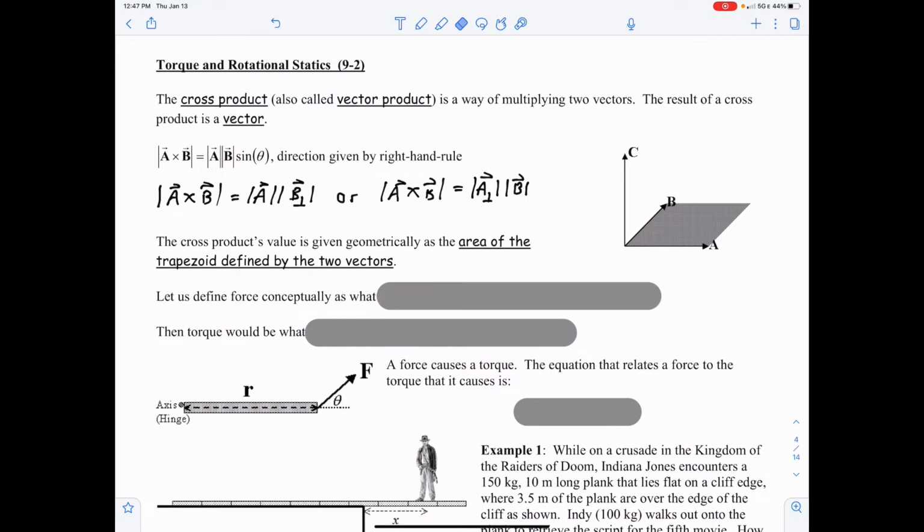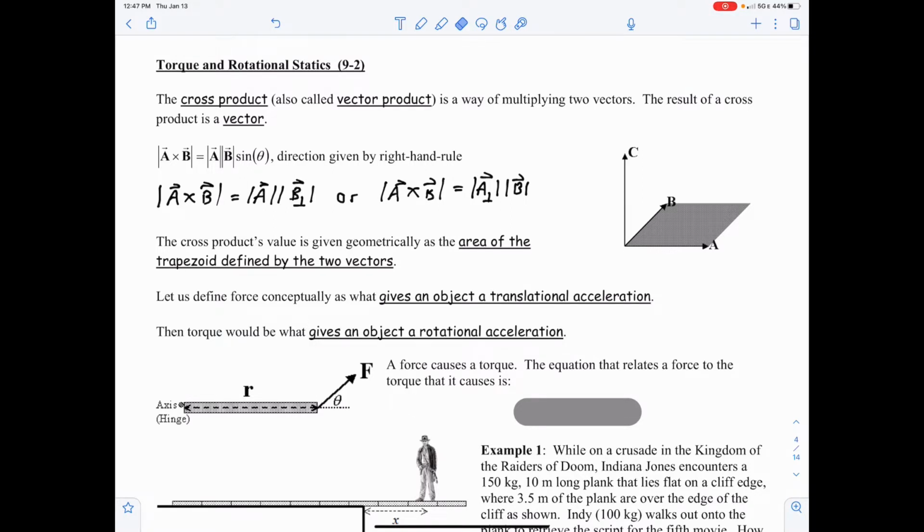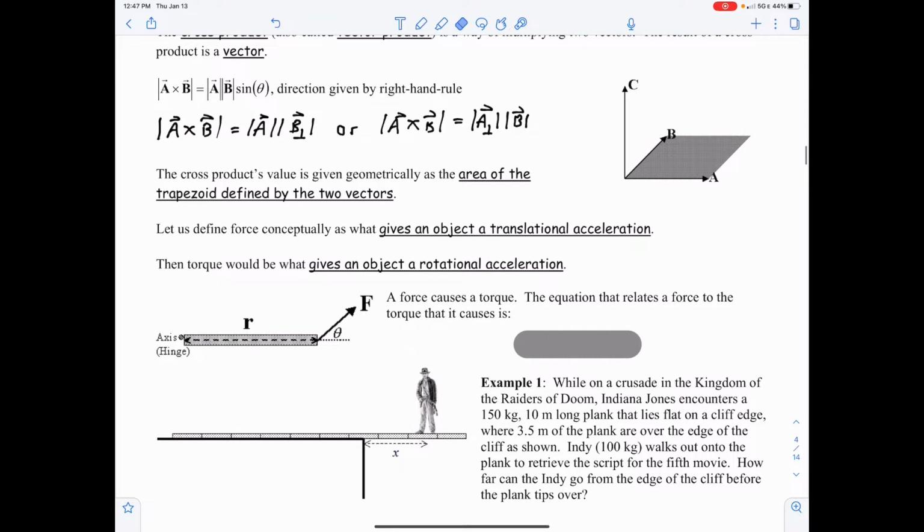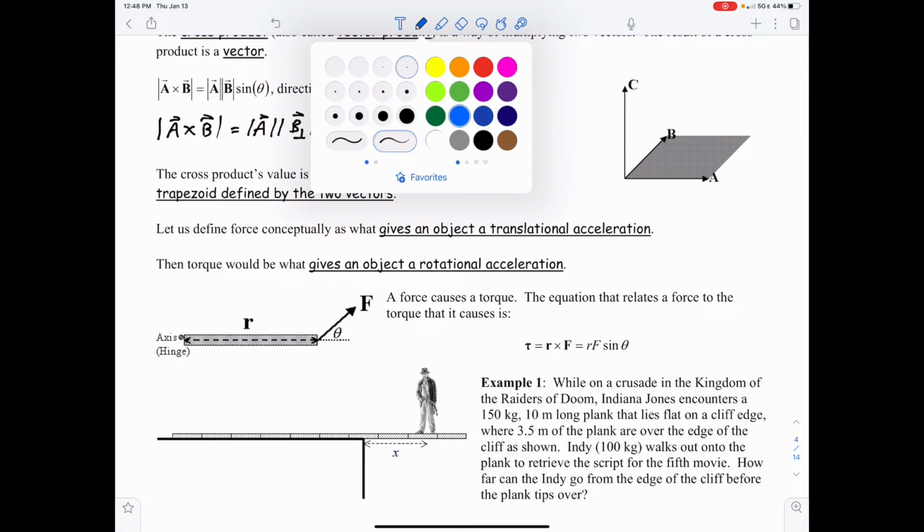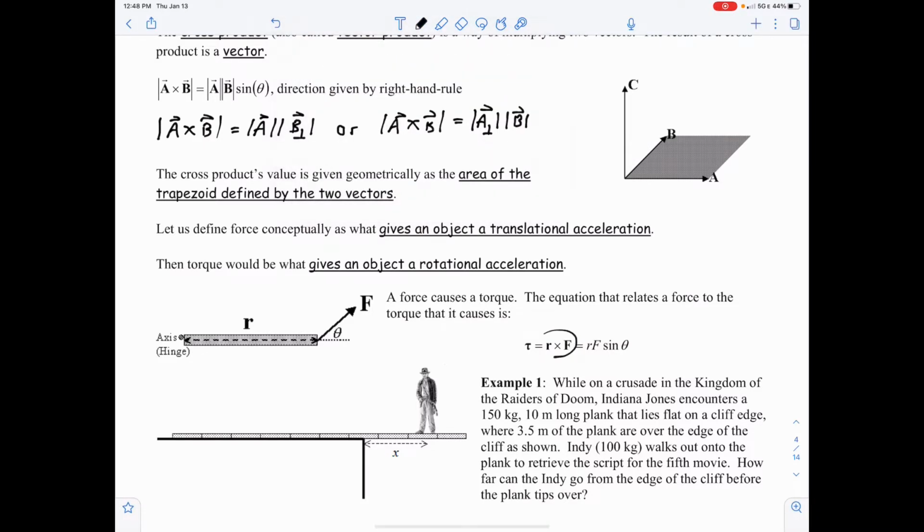Let us define force conceptually as what gives an object translational acceleration. Torque, thereby, would be what gives an object rotational acceleration. A force causes a torque. The relationship that relates force to torque is torque equals R cross F. There's a couple ways to state this. R cross F is one way to state it. RF sine theta is another way to say it.